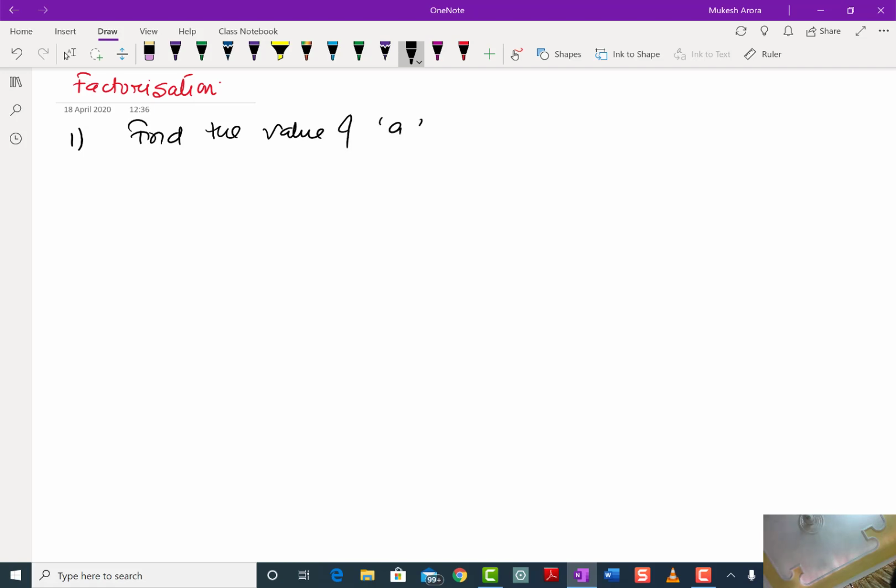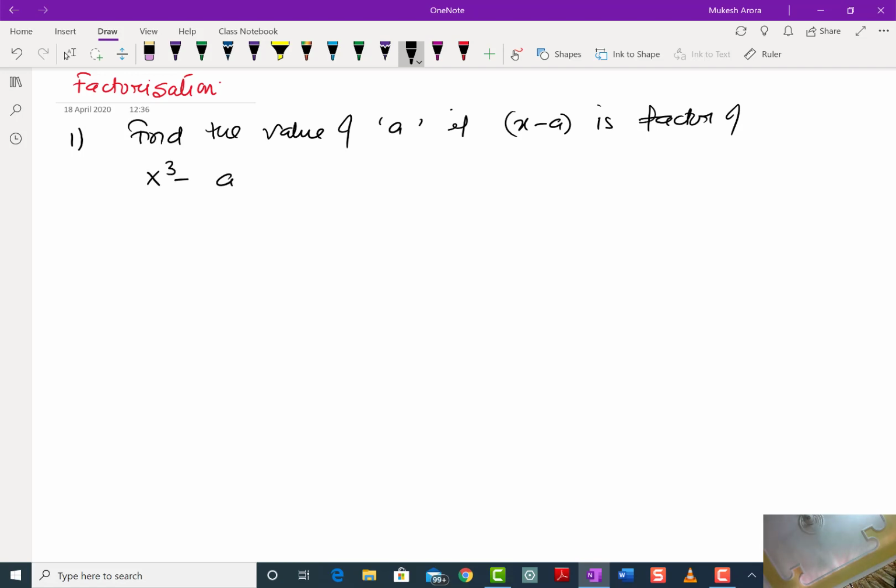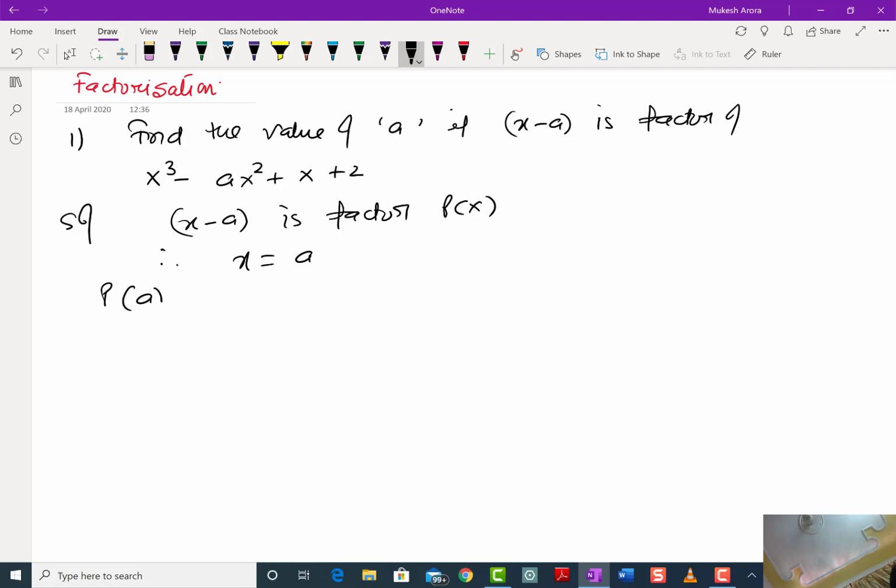a, if x minus a is a factor of x cubed minus ax squared plus x plus 2. Since x minus a is a factor of the polynomial, from here x is equal to a, so p(a) is equal to 0 because it is a factor.